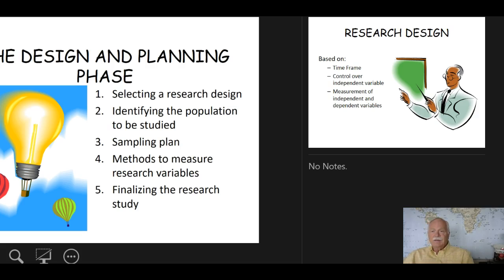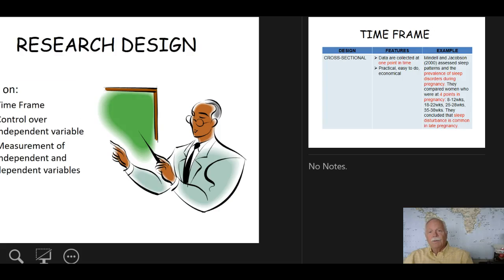So the next is the design and planning phase, and that's really where you have to decide on your research design, identify the population to be studied, your sampling plan, then methods to measure the research variables, and finalizing the research study. And in this current week, I know you're working on your sampling size for some of you, and you've also talked to some degree about the research design. I'm sorry, the literature review.